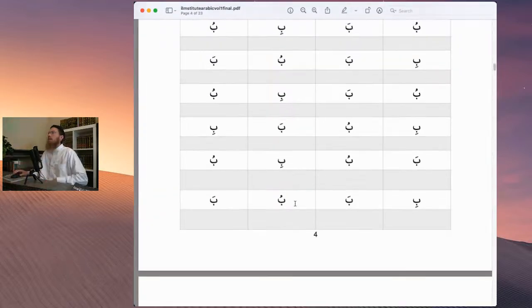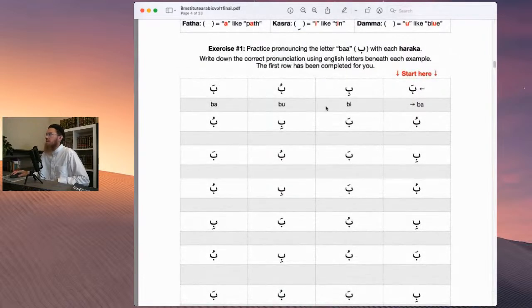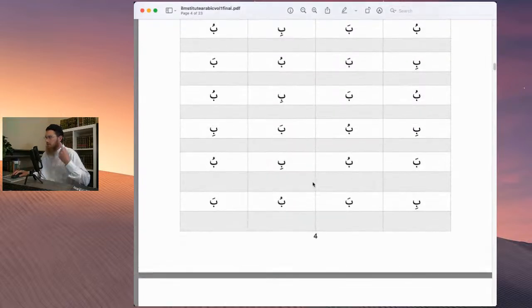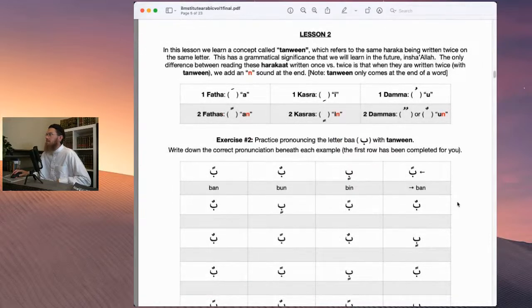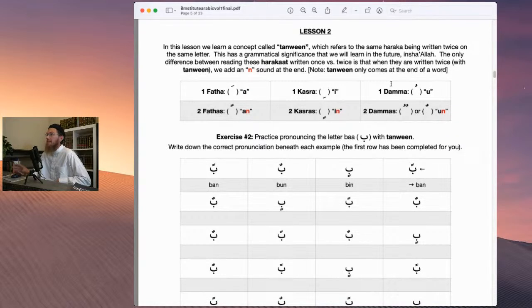And if you go through the whole exercise, you get used to it. Boo, ba, bi, boo, bi, ba, boo, ba, right? You can go fast, inshallah, because you'll start being able to read it. The next lesson is basically the last lesson related to the harakat, but it's an important lesson. And then we start getting into all of the letters connecting and everything.